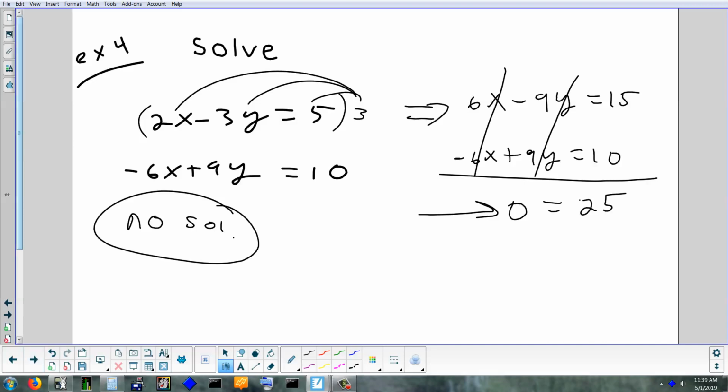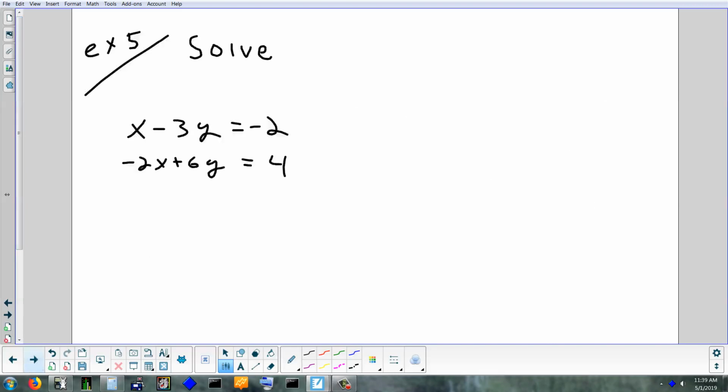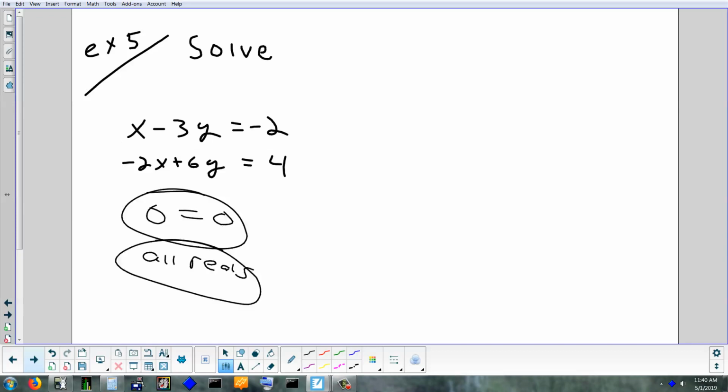So, any questions on that? That's a special case. This is the other special case, where you would get 0 equals 0. I wasn't going to go through and solve this one, but if you multiply everything by 2 in the top, everything cancels out, and you end up with this. So the answer is all real numbers. How many answers is that? Infinite.